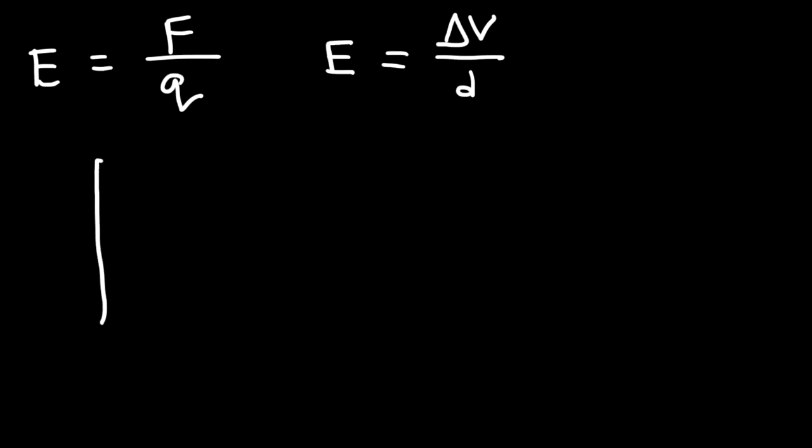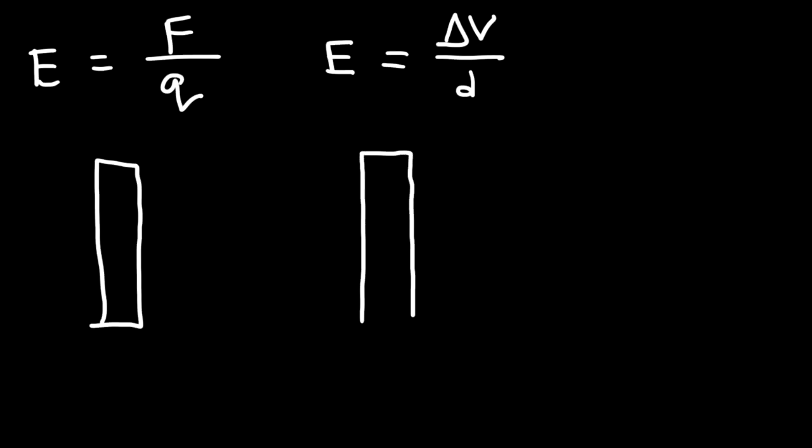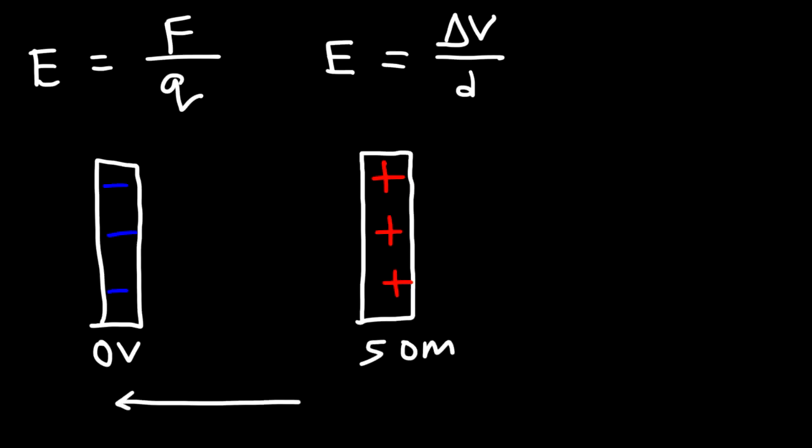So for instance, let's say we have a positively charged plate on the right and a negatively charged plate on the left. And let's say this is assigned a potential of 0 volts. And this is assigned a potential of 50 volts. And the two plates are separated by a distance of 10 centimeters or 0.1 meters. What is the magnitude of the electric field between the two plates?